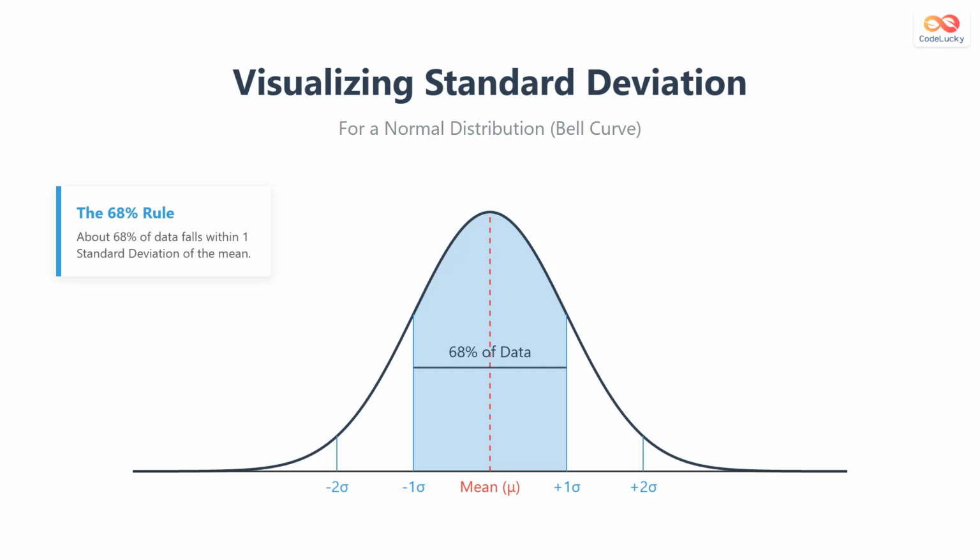Standard deviation is often represented by the Greek letter sigma. In a normal distribution, or bell curve, it acts like a yardstick. A key rule to remember is that about 68% of all data falls within one standard deviation of the mean. A small standard deviation means the curve is tall and narrow. A large one means it is flat and wide.